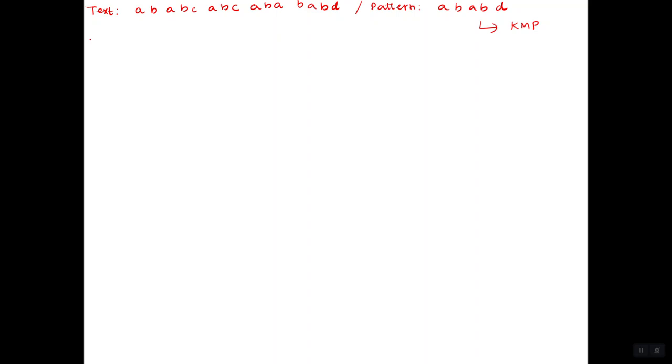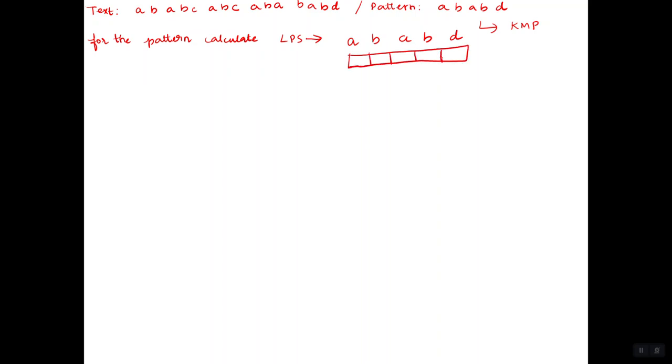So the very first step is to calculate the LPS for the pattern. So even though I have 2 inputs, only for the pattern you have to calculate the LPS. So ABABD is the pattern, which means that the corresponding LPS array will be of size 5, since 5 characters are there. Similar to the previous slide, I have already calculated the LPS, and I have updated the values here. So this is going to be the LPS part.